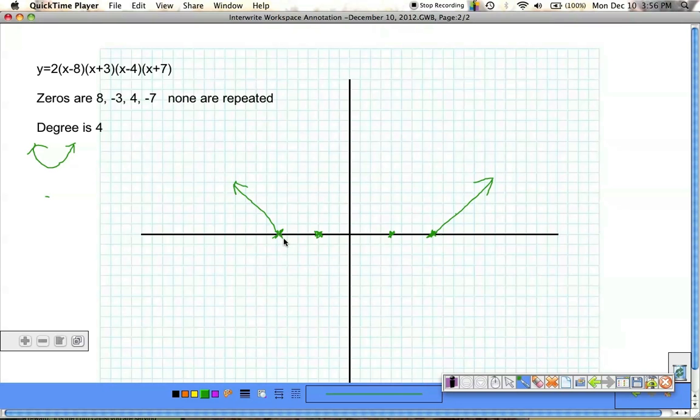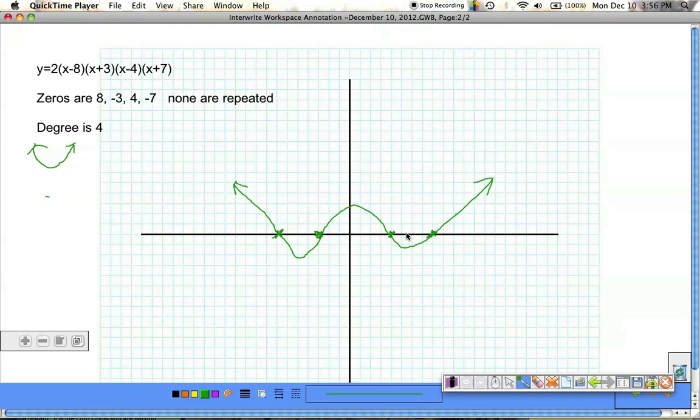So I know I cross through the axis here, and I know I have to come back to cross through here. And I know I have to come back and cross through here. And I know I have to come back and cross through here. I've paid no attention at all to the y-scale. That's fine. Here's your general shape.